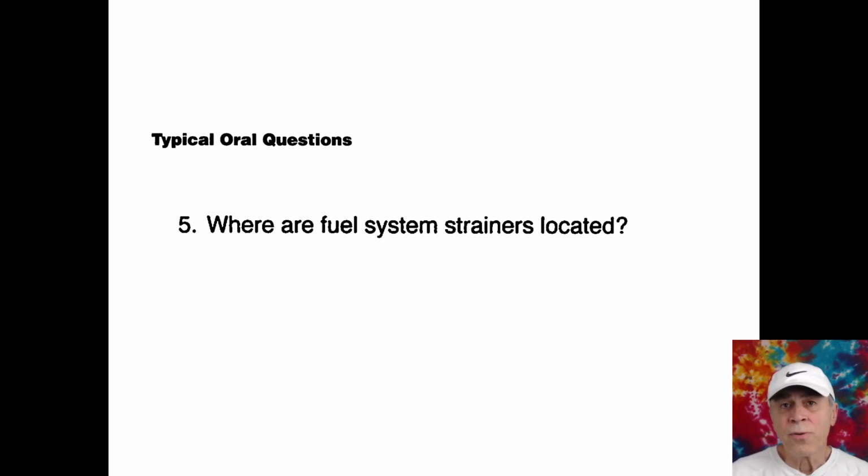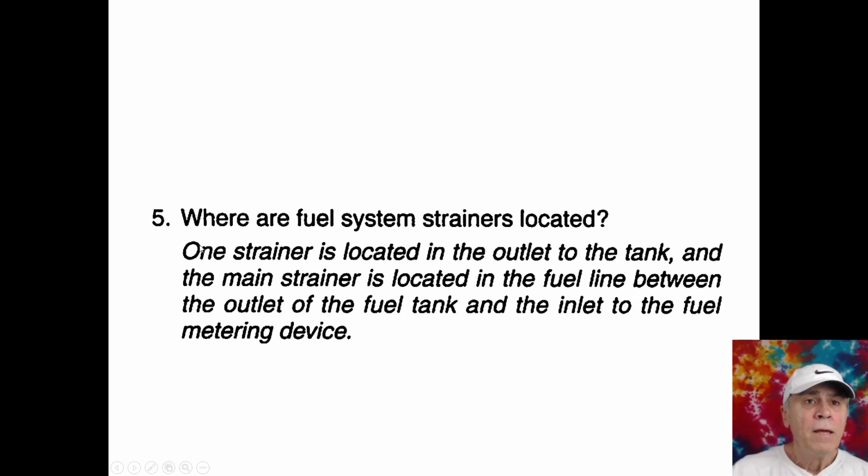Where are the fuel system strainers located? Well, it ties in with the last question. Ordinarily, between the fuel tank and the fuel metering device, ordinarily at the lower part of the system. One strainer is located at the outlet of the tank, and the main strainer is located in the fuel line between the outlet of the fuel tank and the inlet to the fuel metering device. All right, it's probably good that I said a few extra words. I probably would have gotten credit, even though I may not have answered it as precisely as the suggested answer. Although I wasn't wrong.